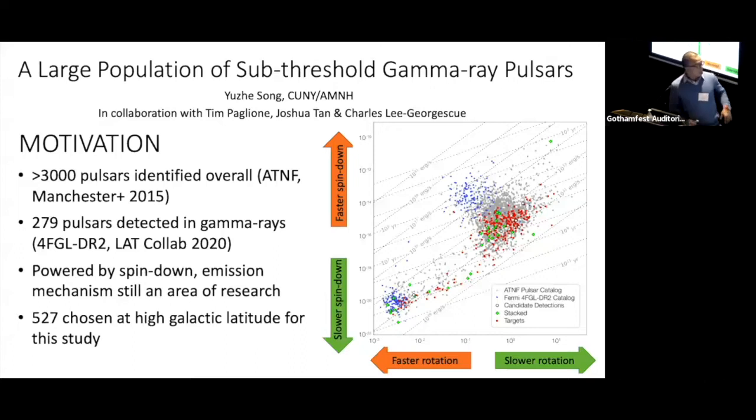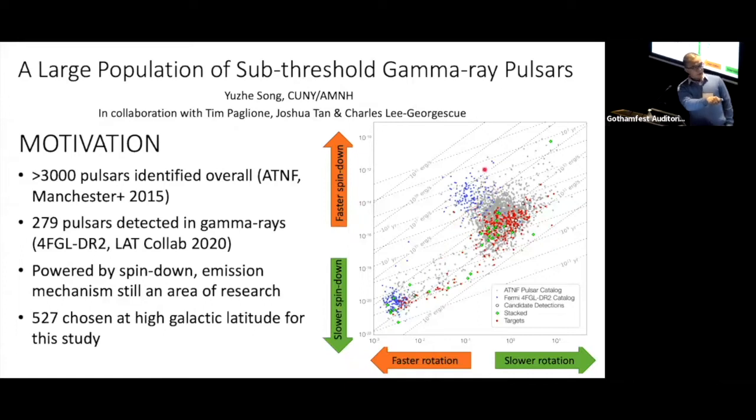The motivation of this work, mainly we can figure out from this diagram on the right. This is a diagram that describes the spin down rate of the pulsar, which is on the y-axis, against the spin period of the pulsar, which is on the horizontal axis. So essentially, if we can measure both quantities for a pulsar, we can plot them on the diagram.